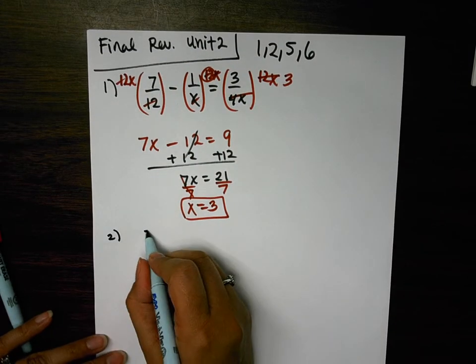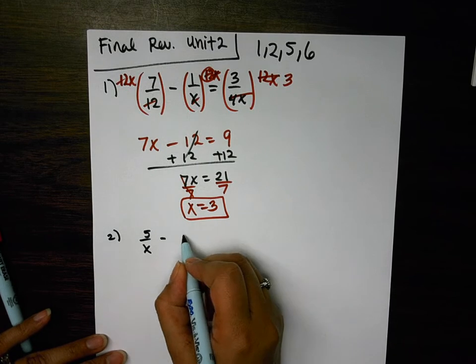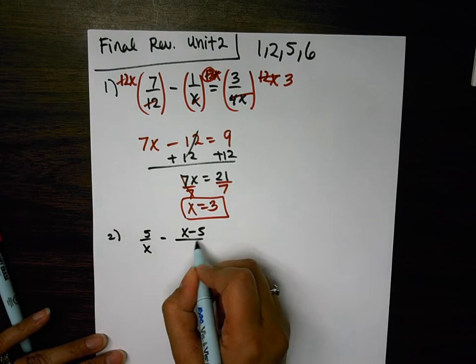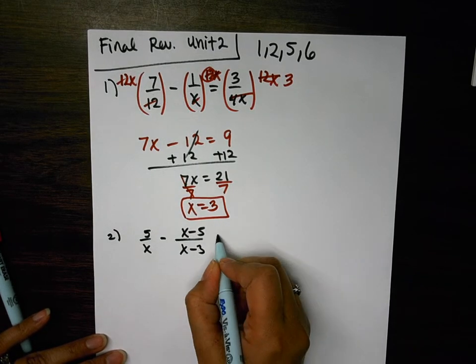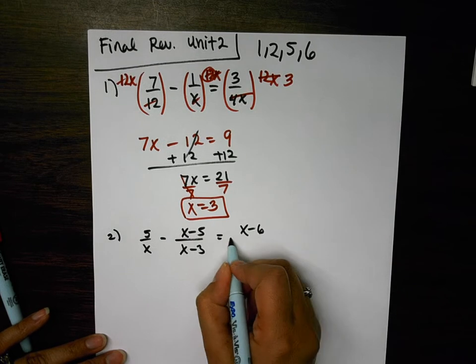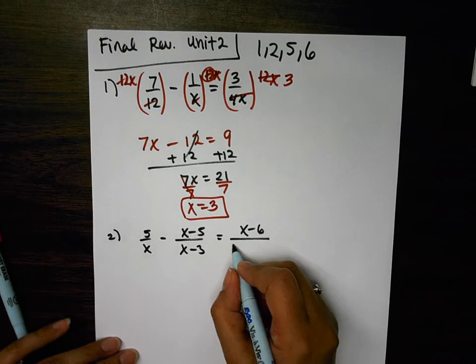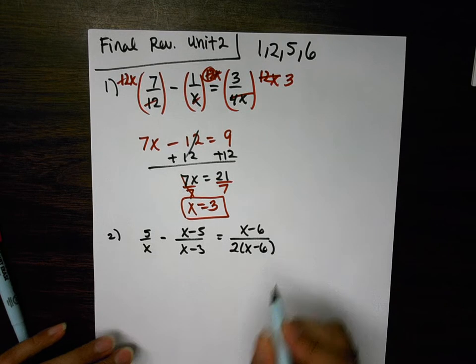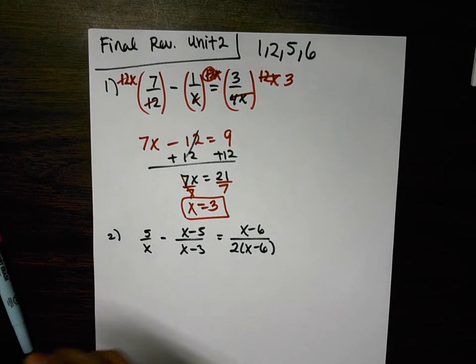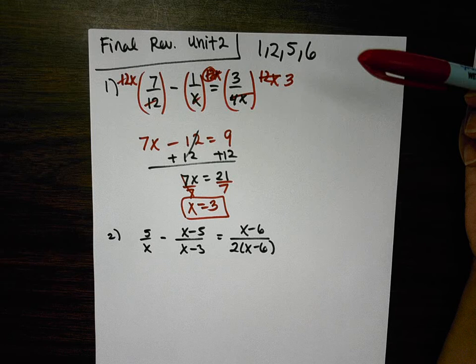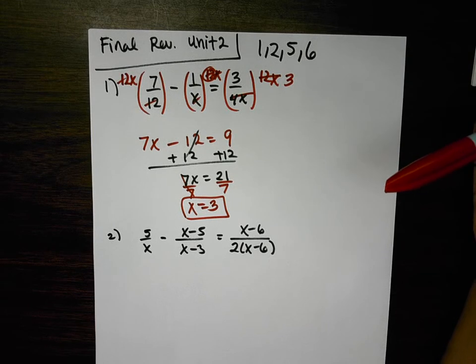Okay, number 2. 5 over x minus 5 over x minus 3 equals x minus 6 over 2x minus 12. Can we go ahead and factor that? 2x minus 12 with the GCF, like this. All right, those of you who've tried this one, I know a few of you did it yesterday and had the right answer. What can I reduce?